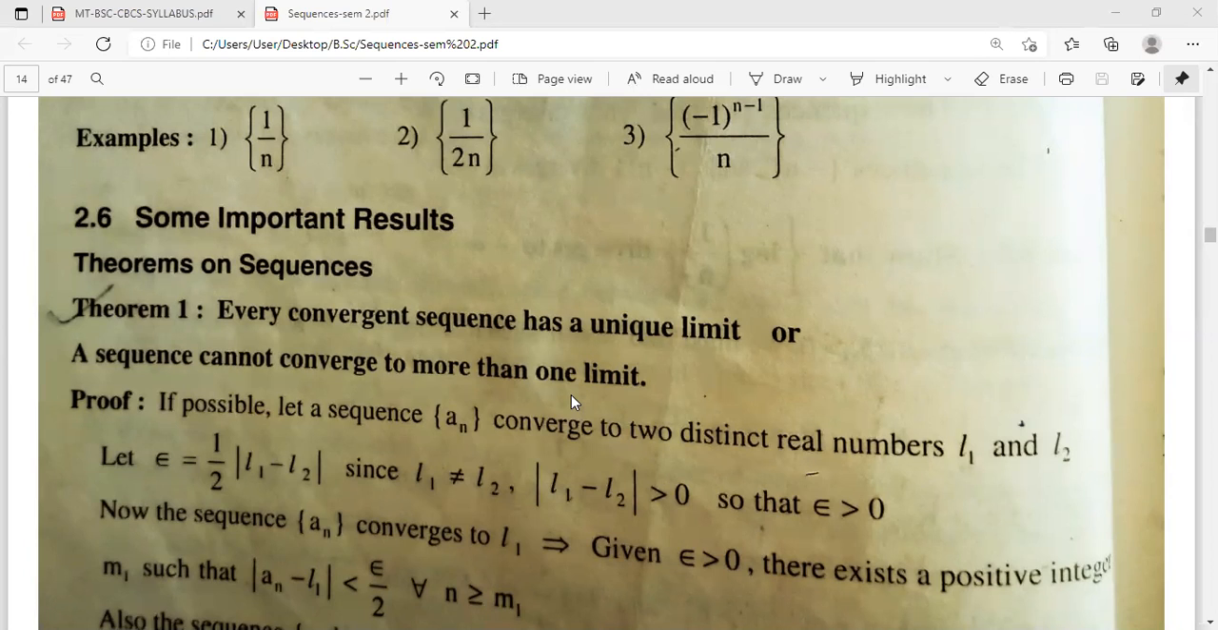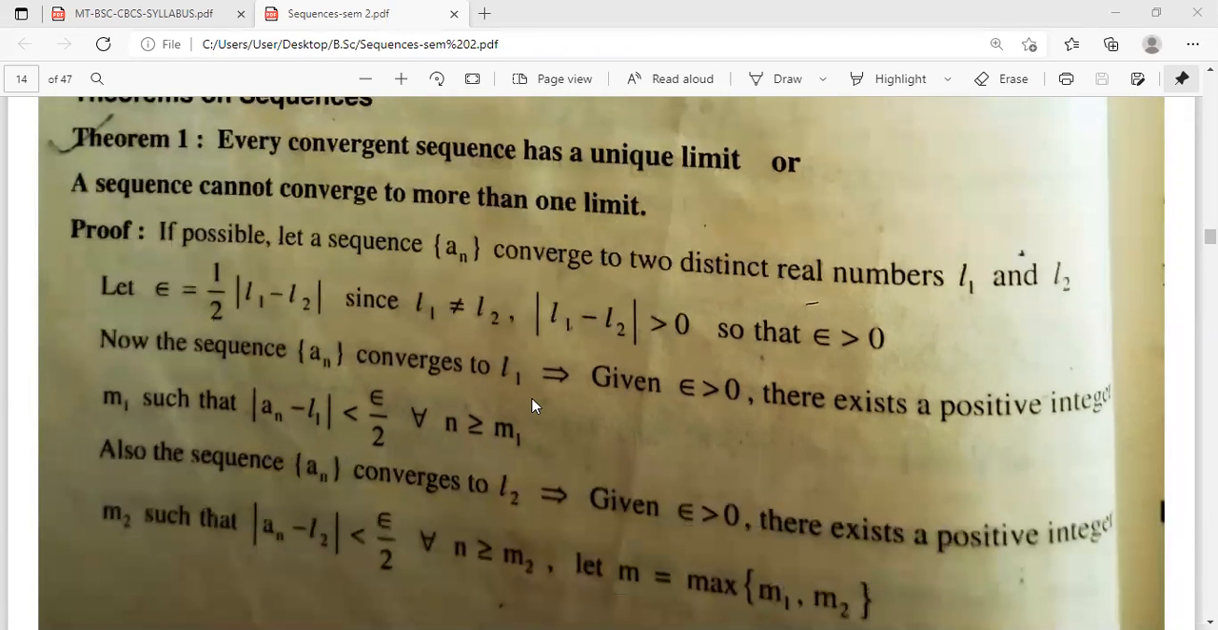You see under the sequences you got here: every convergent sequence has a unique limit. This is there in your syllabus. Your sequence cannot converge to more than one limit. Okay, that means the sequence is having only one finite and unique value. That's how to prove it.